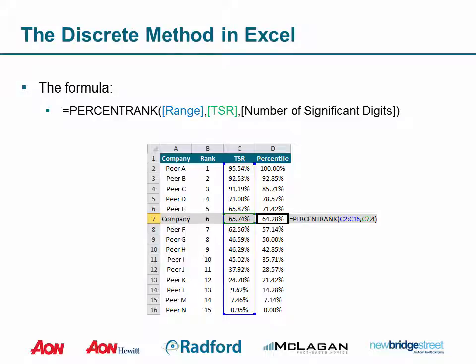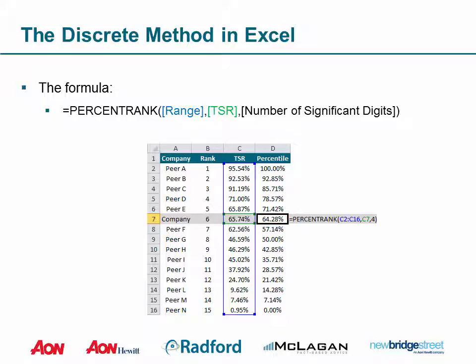This can also be calculated using the Microsoft Excel formula %rank. The first input is all of the company's TSRs. The second input is the issuing company's TSR, and the third optional input is the number of significant digits. Continuing with the same example, we again get a percentile rank of 64.28% using the Microsoft Excel formula.